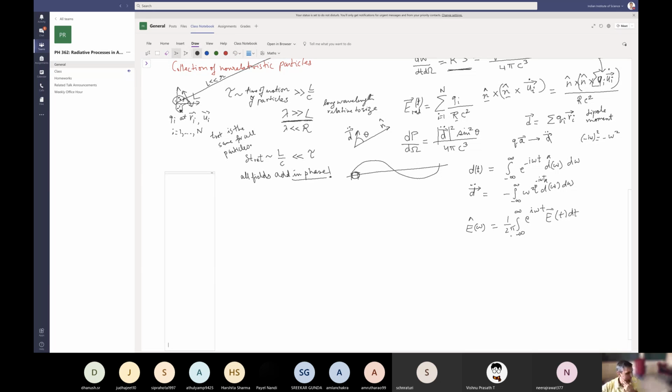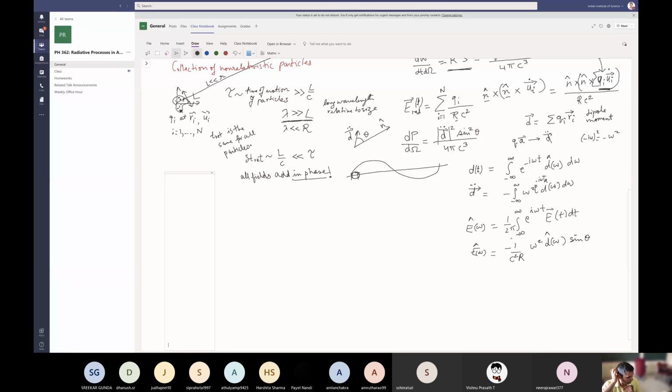This is the electric field, and you can actually see that this is equal to minus 1 by c squared r omega squared d hat omega sine theta. I mean, this is just seen from this, right? If you take a Fourier transform of this, n hat, r, c squared, they just come out. All you get is the Fourier transform of this, which is nothing but omega squared d hat omega sine theta, 1 over r c squared. So this is your electric field.